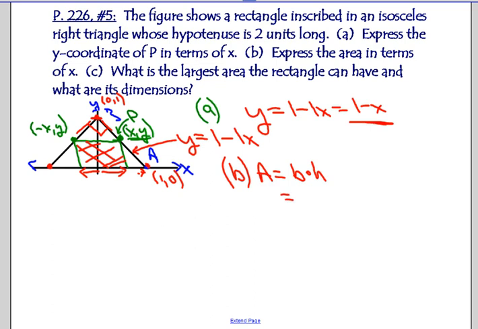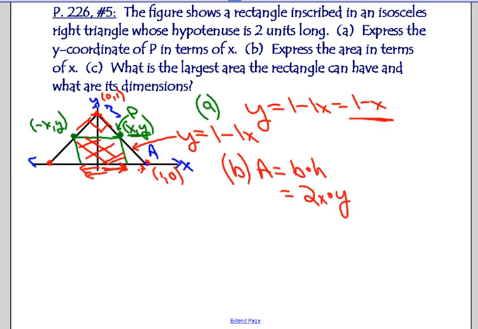So since we go x units to the right, x units to the left, the base is going to be 2x, and the height is going to be y.